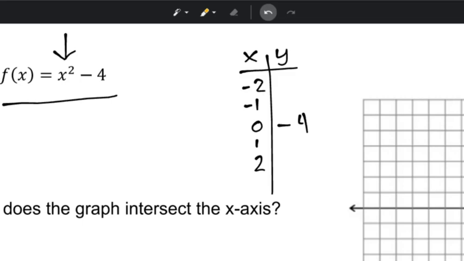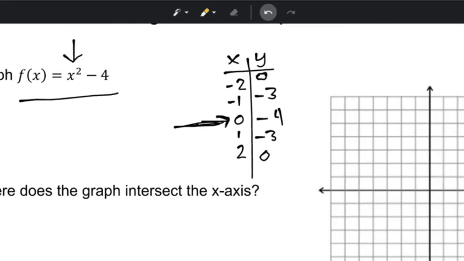Okay, let's move on to 1. If I plug in 1, 1 squared minus 4 is negative 3. Moving on to 2, 2 squared minus 4 is 0. Now, why I picked 0 to be in the middle of the table is because I'm going to get symmetry when I do that in this example. If you plug in negative 1 and square it and subtract 4, you're going to get negative 3. If you plug in negative 2, square it, and subtract 4, you're going to get 0. So notice the symmetry on our table. This 0, negative 4 is actually going to be our vertex.